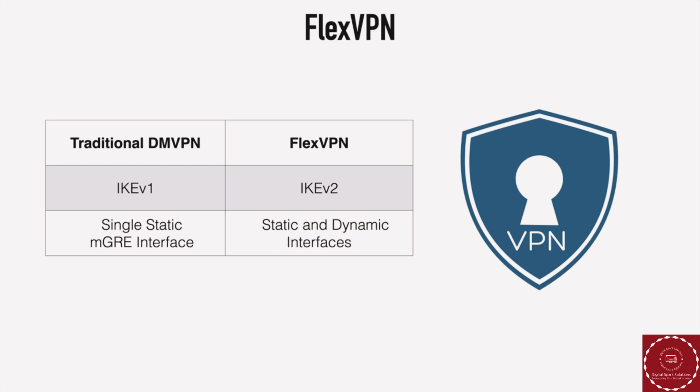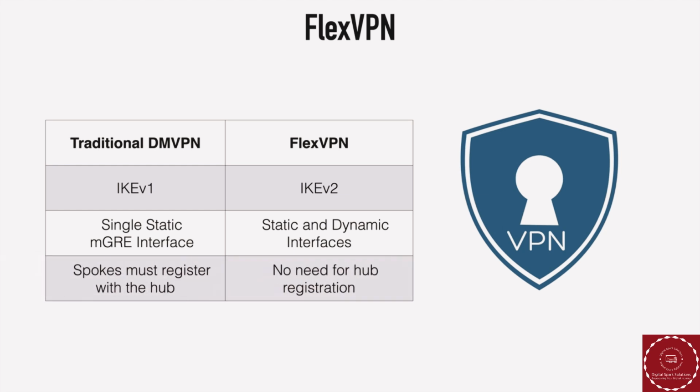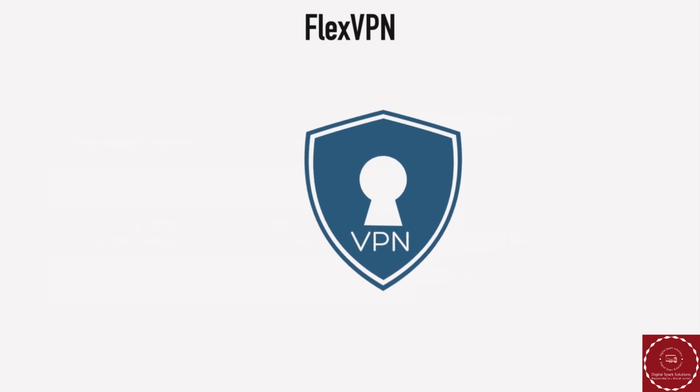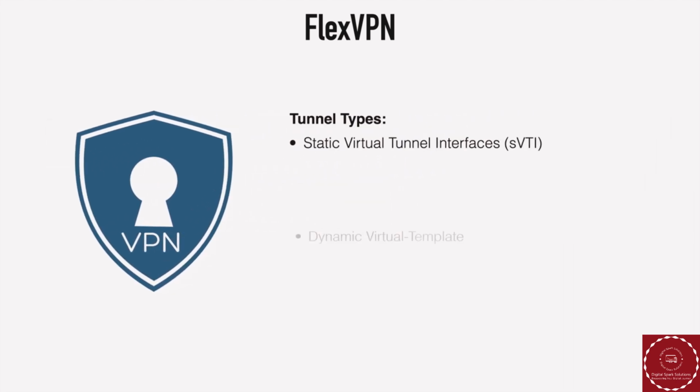behaviors. With traditional DMVPN, it's necessary for each spoke site to register with the hub router. With FlexVPN, NHRP is used to establish spoke-to-spoke communication, bypassing the need for hub registration. Let's look closer at the underlying pieces of FlexVPN, starting with the tunnel types.